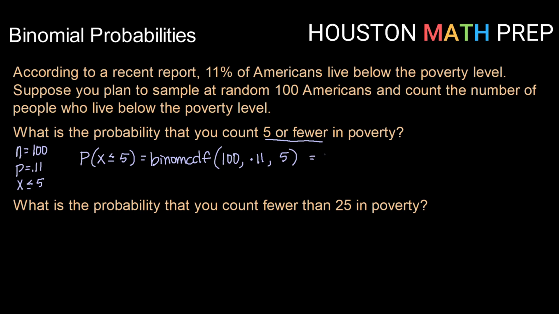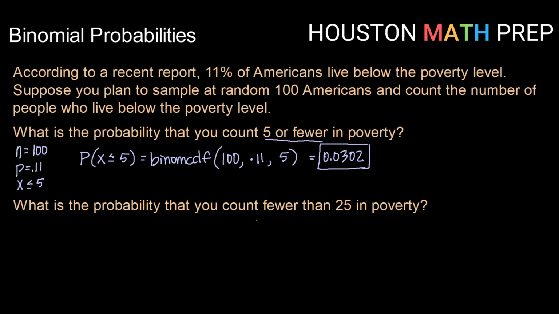And putting that in and hitting enter, we get 0.0302, again rounded to 4 decimal places. So much faster and more efficient than finding 0, 1, 2, 3, 4, 5 and adding them all up. Okay, let's try one more.